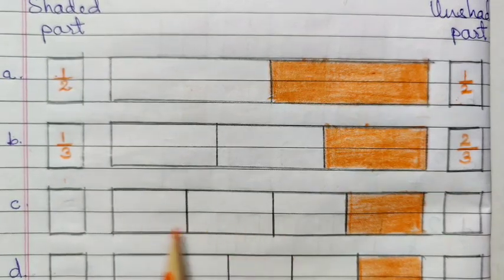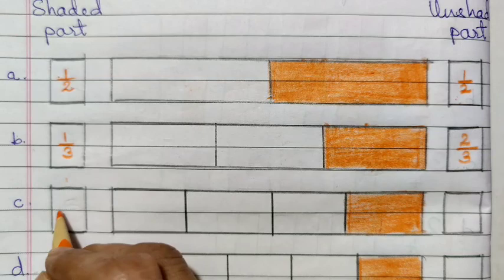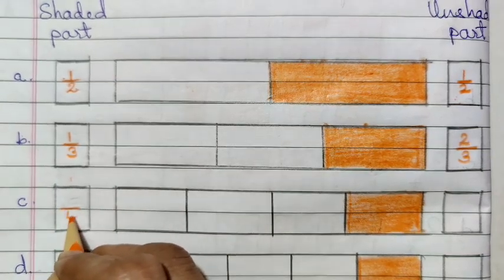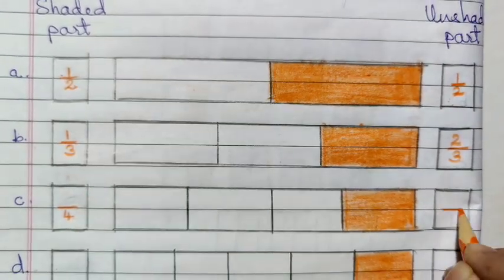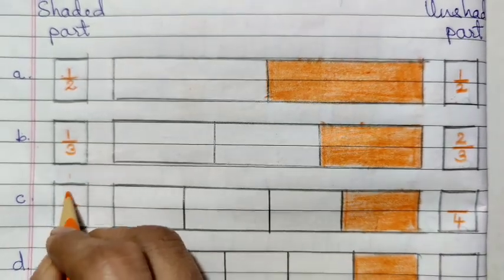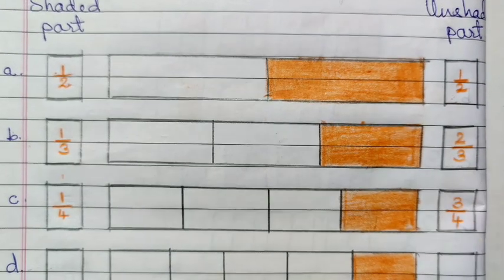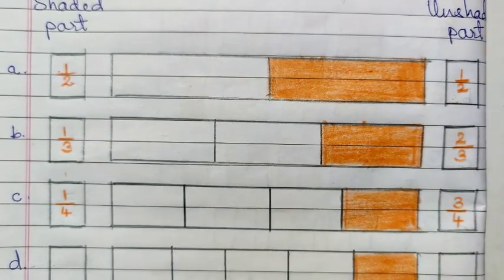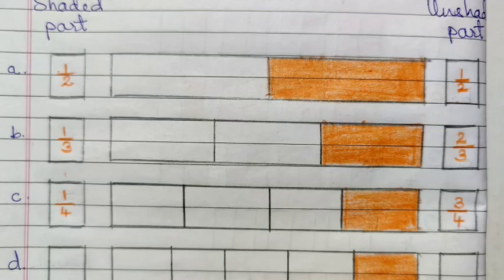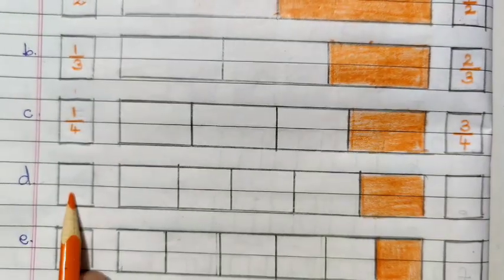Tell me here, how many parts are colored? How many total parts first? 1, 2, 3, 4 total parts. Here also 4 total parts. Out of which only one part is colored and 3 parts are not colored. Okay? 3 parts are not colored. Take the next one. D.